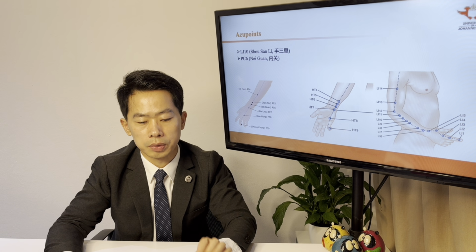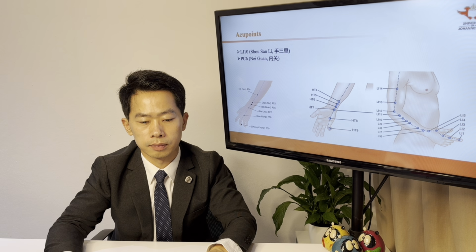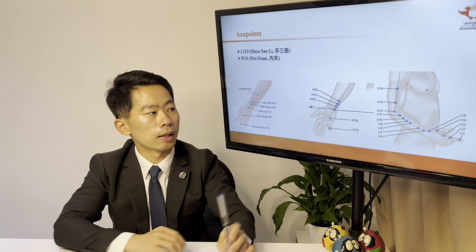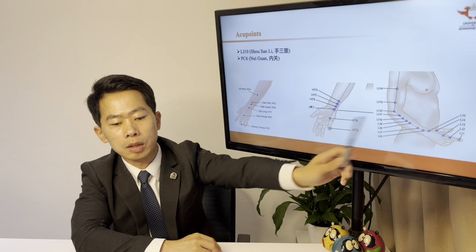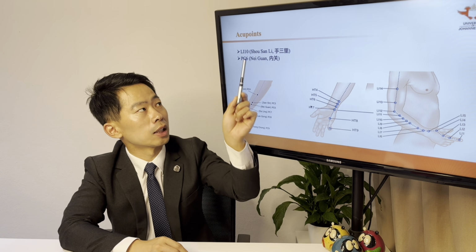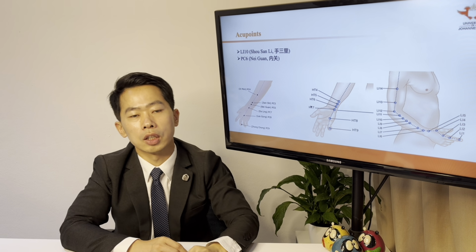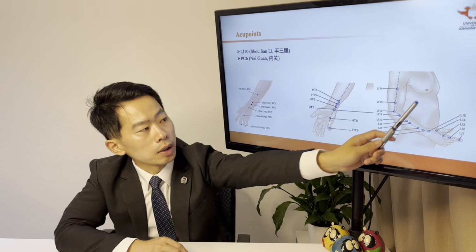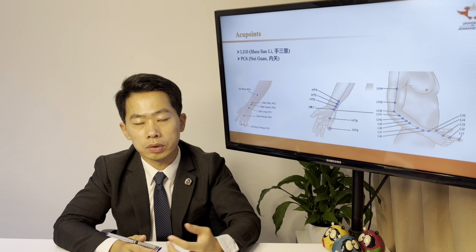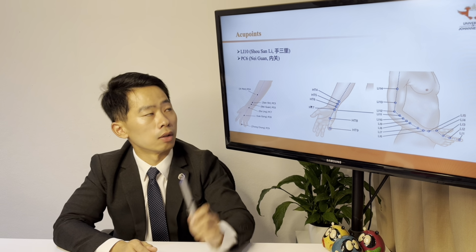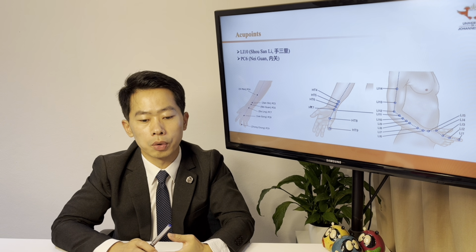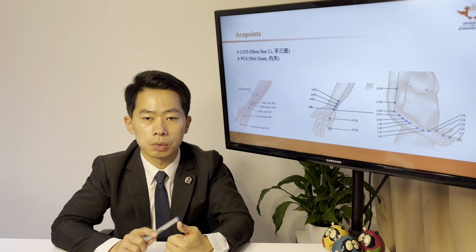Large intestine 10, 手三里. There's one saying that anything related to the stomach and abdomen, we can use 三里. So 三里 includes 足三里, the foot, stomach 36, and 手三里, large intestine 10. Because inside the abdomen, there are most of the organs, small intestine, large intestine. There's also the meridian. These are also the functions of the acupoints. You can treat the diseases that are related to the meridian.